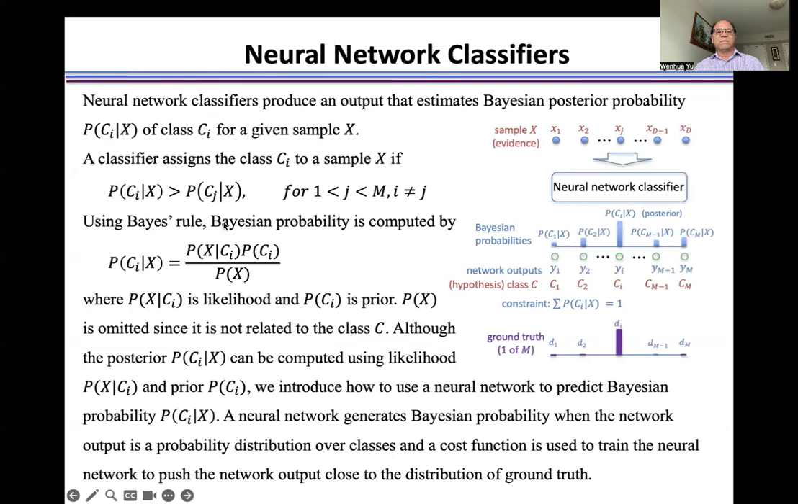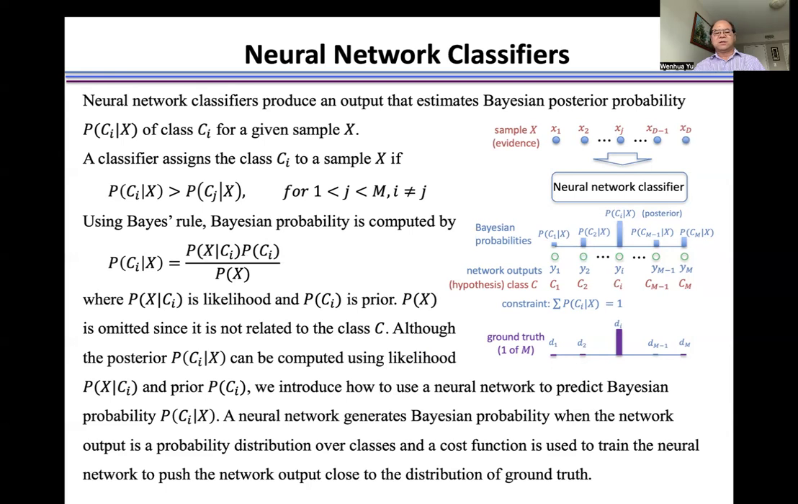Using Bayes' law, the Bayesian probability is computed using this formulation, where P is the likelihood and this is the prior. P of x is omitted since it's not related to the class C. Although the posterior P can be computed using likelihood and prior, we introduce how to use a neural network to predict the Bayesian probability P.